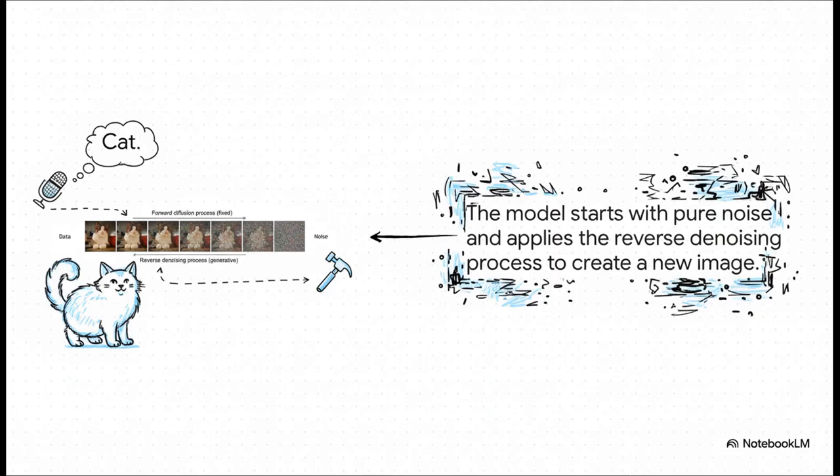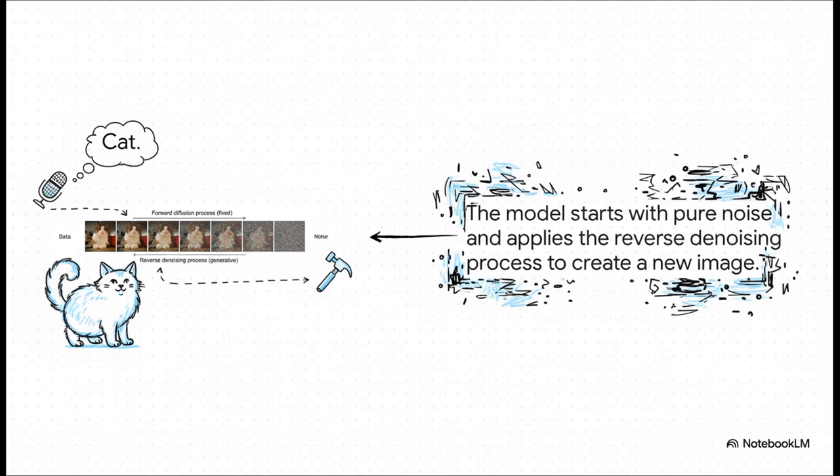So now you can just give it a screen full of pure static, pure chaos, like what you see on the right here. You give it that and a text prompt, a cat, for example. And the AI just goes to work, it runs that denoising process it learned so well, and guided by your words, it starts chiseling. And out of that chaos, a brand new image of a cat, one that has never existed before, just emerges.